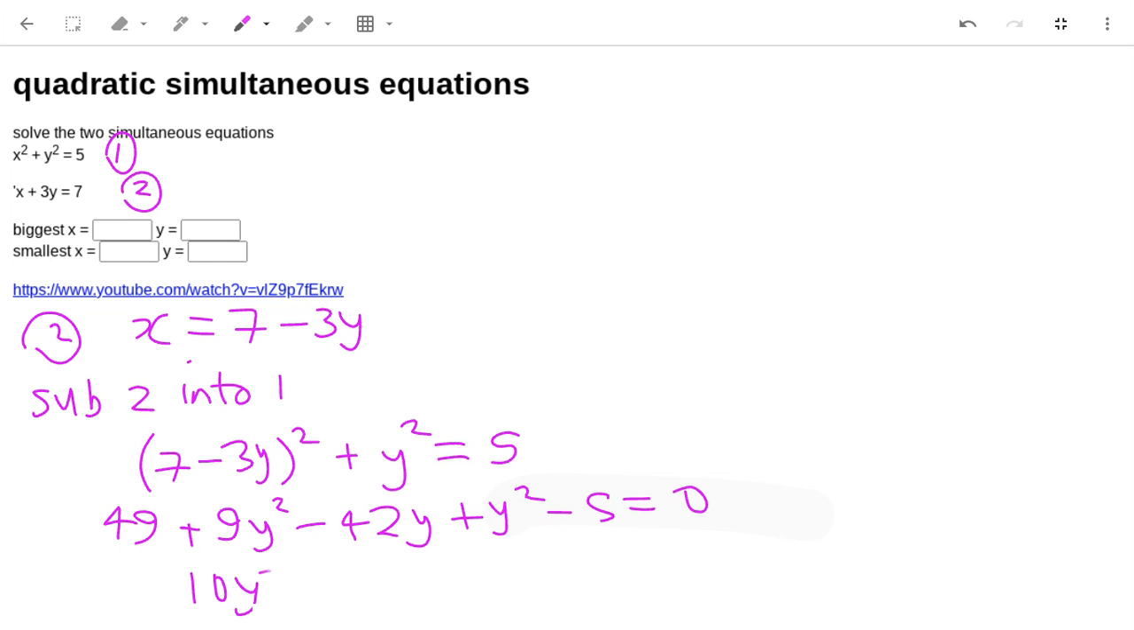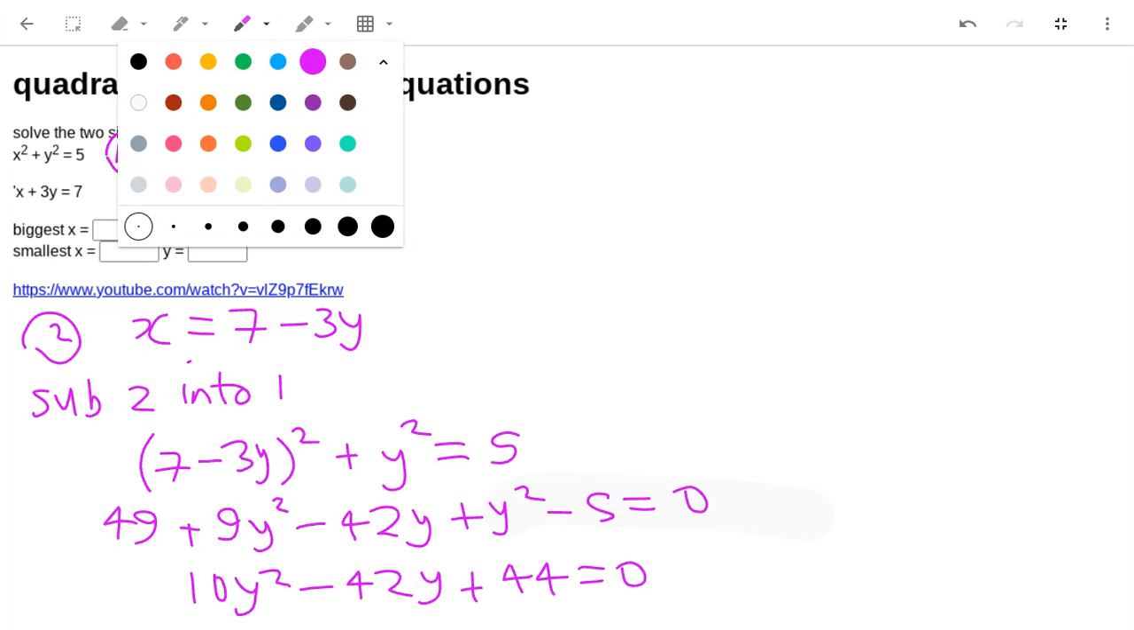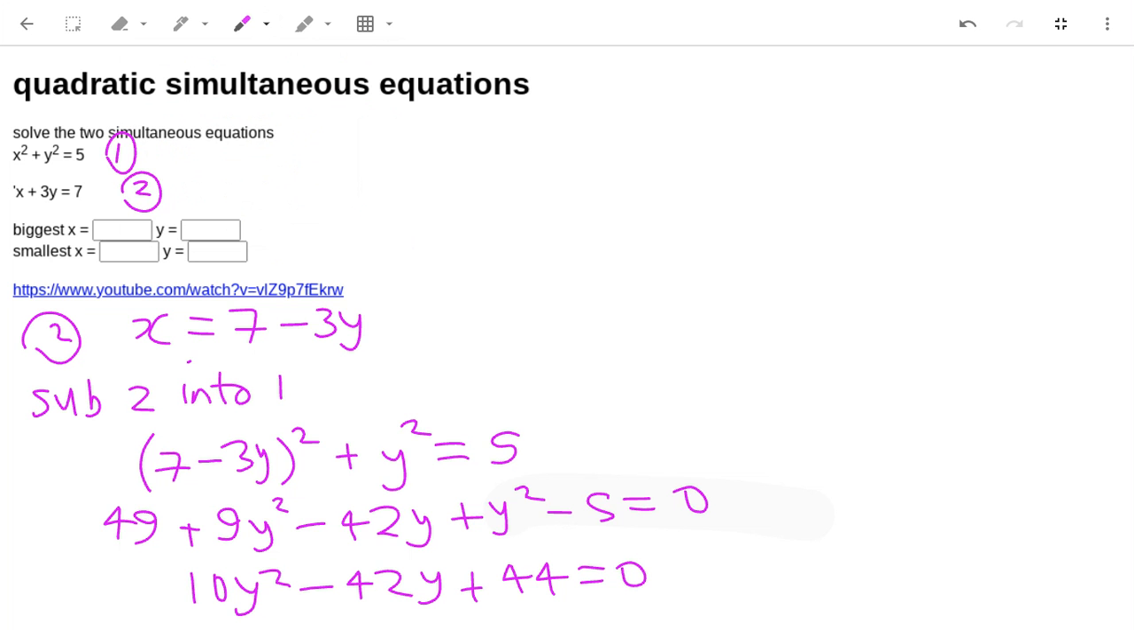That gives me 10y squared minus 42y plus 44 equals 0. Now there's a factor of 2 in here, so I think I'll divide everything by 2. That's going to give me 5y squared minus 21y plus 22 equals 0.